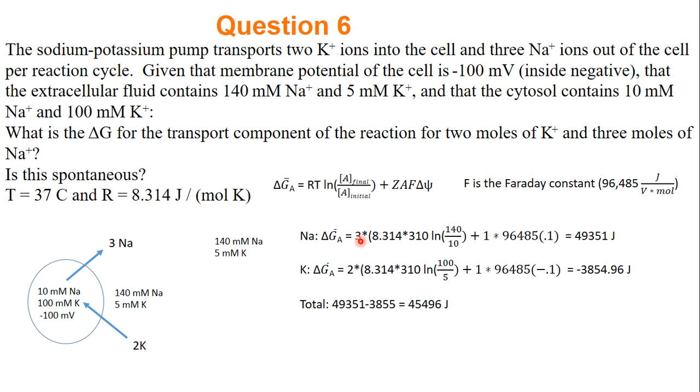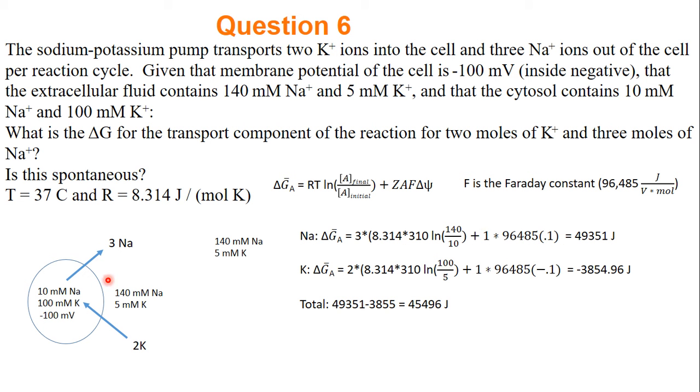Let's do sodium first. So I'm going to ignore this 3, but I'll come back to it. So the gas constant is given, 8.314. Temperature, we're at 310 Kelvin. So your gas constant's in Kelvin, make sure your temperature's in Kelvin. Multiplied, for sodium, what's my final concentration I'm going to? So I'm going outside the cell, my final concentration is 140. What was my initial concentration, or what was the concentration that I came from? 10 millimolar sodium, so that's my initial. Plus the charge of sodium, ZA, that's 1. Multiplied by Faraday's constant. Multiplied by my change in voltage.